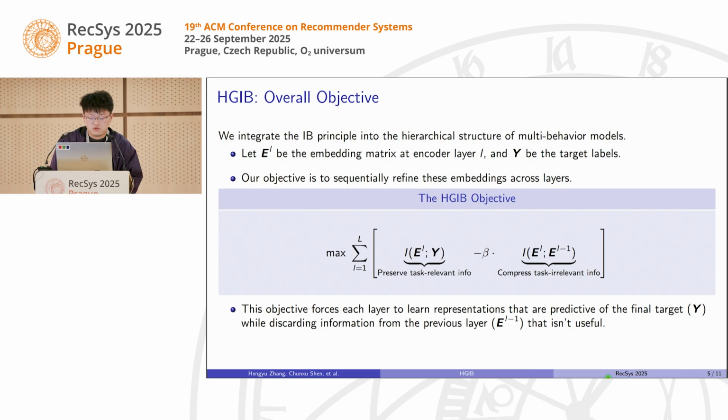We apply an information bottleneck principle to each layer of the hierarchical model. The objective function is shown here. The first term is the preservation part, pushing the learned representation to preserve the task-relevant information about the final target behavior. And the second term is the compression part, which discards the irrelevant information, and it pushes the current layer representation to discard the information from the previous layer that is not useful.